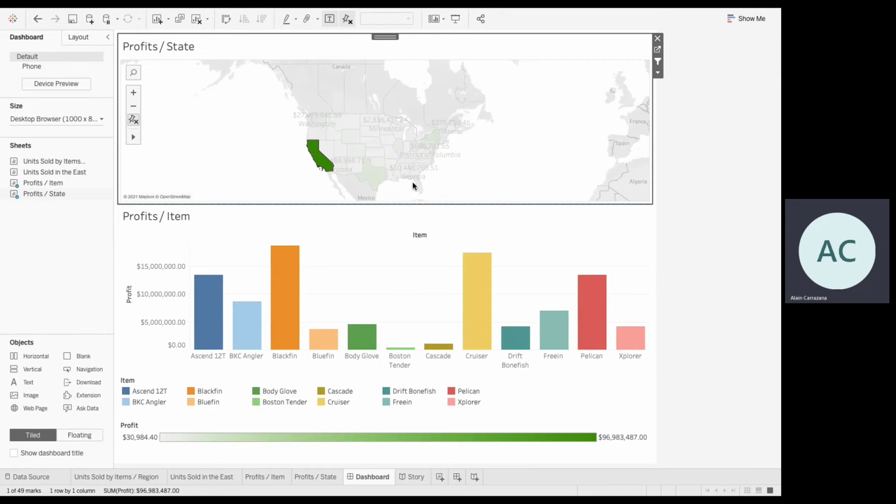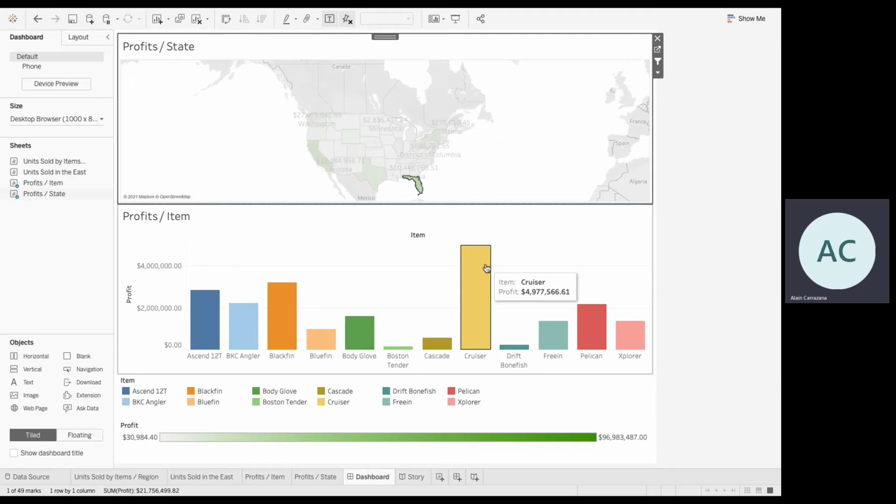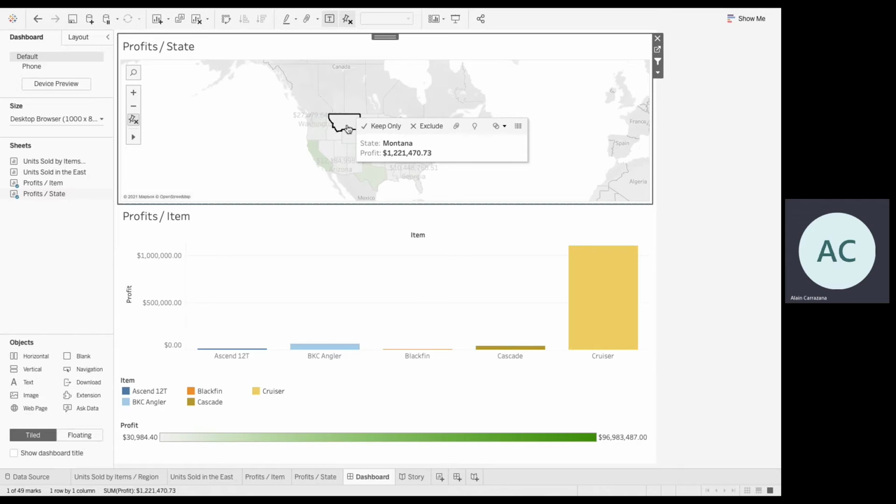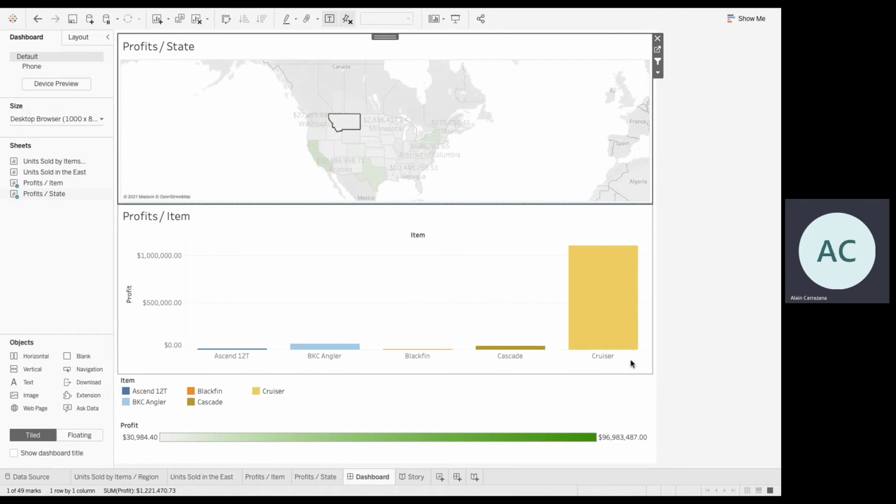This is really cool here. So let's go to Florida. Here we can see the cruiser was one of the top performers, where the Boston tender was not that good. Let's try a different state, Montana. Here we can see the cruiser again. We saw that on the last slide, which was the top item here in the entire United States.